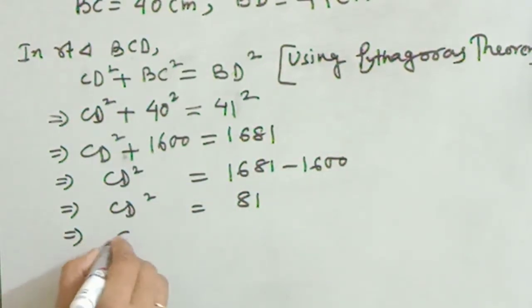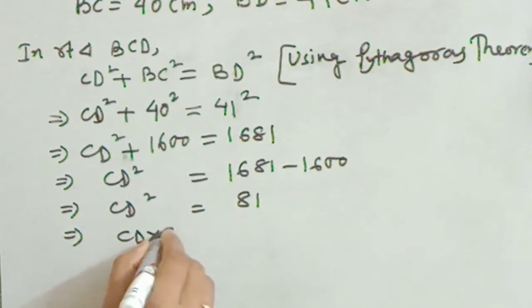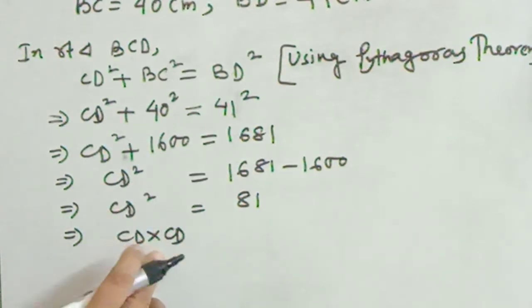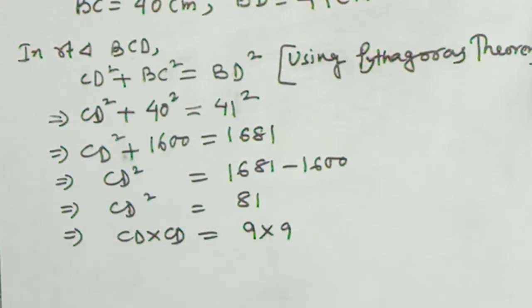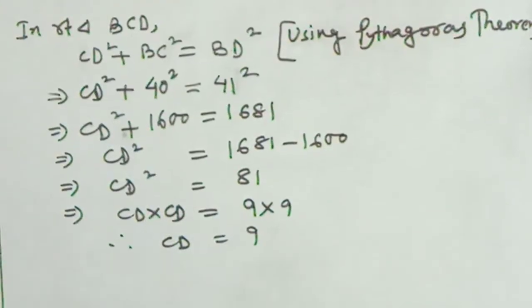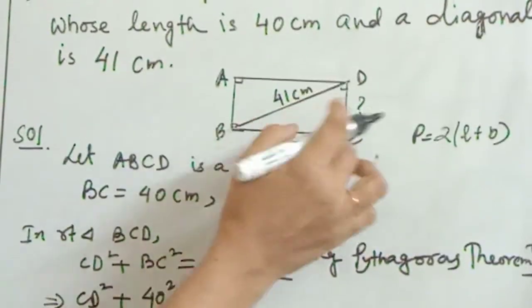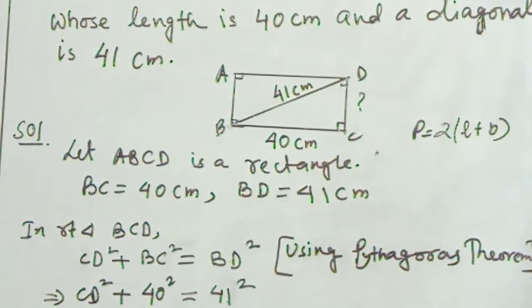So CD square means CD into CD. 81 means 9 into 9. Therefore, single CD will be single 9. Now the breadth of the rectangle is 9 centimeter.